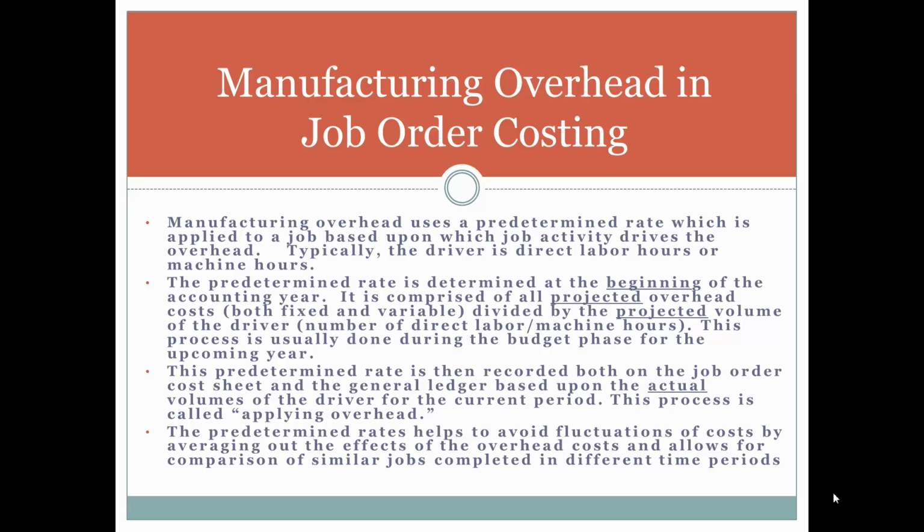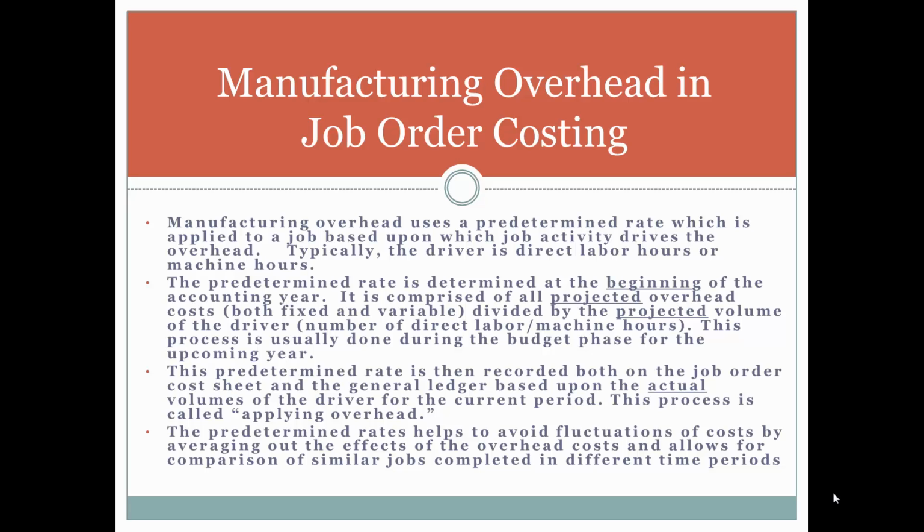This predetermined rate is then recorded both on the job order cost sheet and in the general ledger based upon the actual volumes of the driver for the current period. This process is called applying overhead. So in other words, if you expect 12,000 machine hours in a particular year, and for a particular month you only have 900 machine hours, 900 would be the number of hours that you would use to apply overhead, instead of the expected 1,000 each month, which would equal the 12,000.